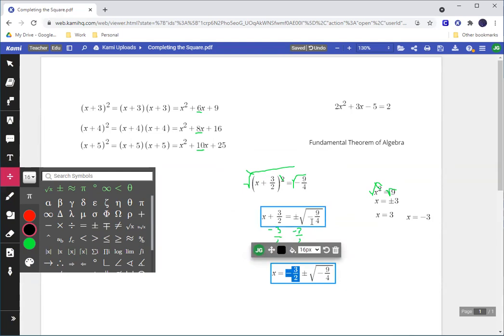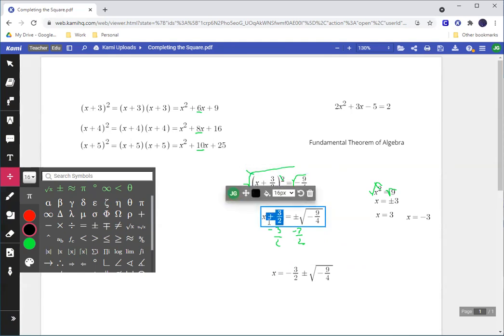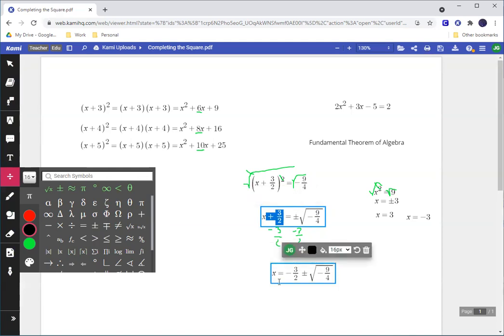The negative 3 halves wouldn't subtract from the square root of negative 9/4 because these are different types of numbers. So this number is not under a radical. This number is under a radical. They don't play nice. They're not like terms. You can't combine them. So in this case, this is very nearly complete. So you cancel the exponent of 2, subtract over or possibly add over if this is negative, the number here, and then you just simplify.